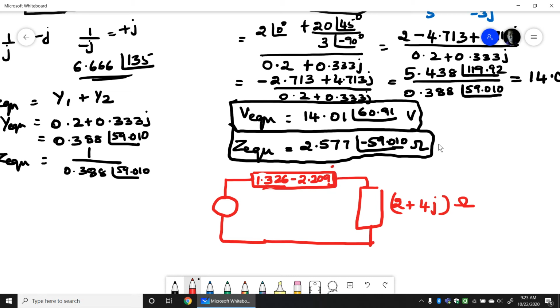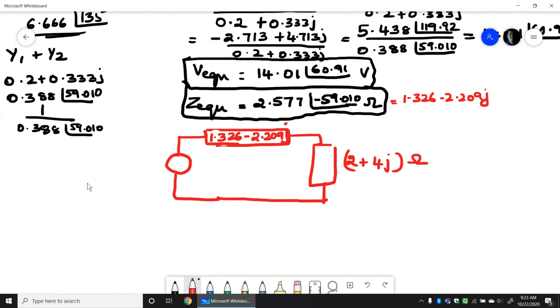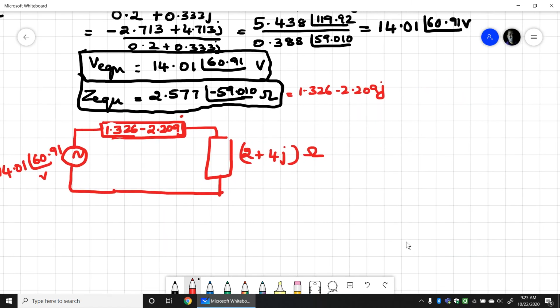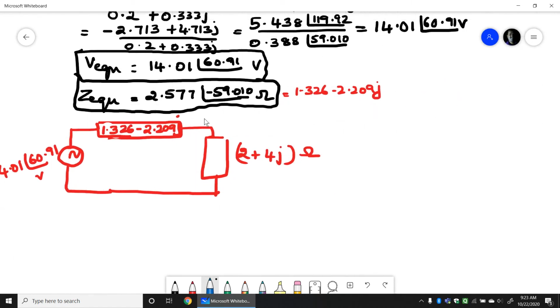Okay, so this is Z equivalent is 1.326 minus 2.209j. Therefore your V equivalent has been found as 14.01 at an angle 16.91 volts. Now therefore the current through the load will be equal to what? Current through the load is IL. So therefore IL will be equal to total voltage V equivalent divided by Z equivalent plus ZL.